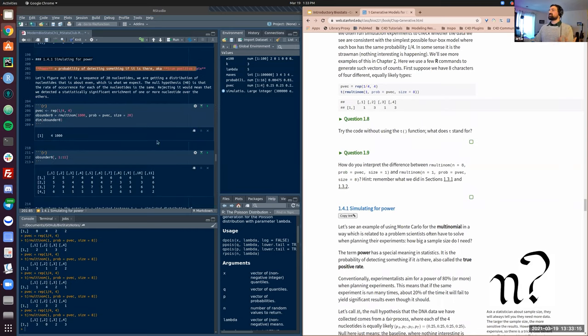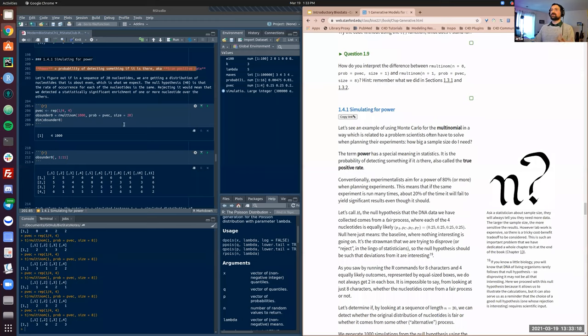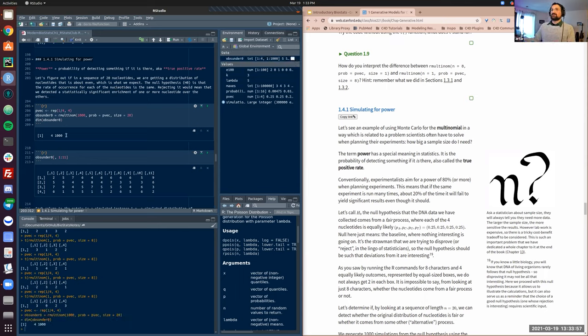So this is pretty juicy. I like this part. Here we are simulating whether, in a sequence of 20 nucleotides, we are reliably getting a distribution of nucleotides that are about even, which is what we expect. We also call this the null hypothesis. You guys already know the whole deal. The null hypothesis is that we cannot assume there is any sort of deviation from what we would expect. There's nothing happening there, quote unquote. There is an even distribution. You can't make a claim one way or the other. So let's go.